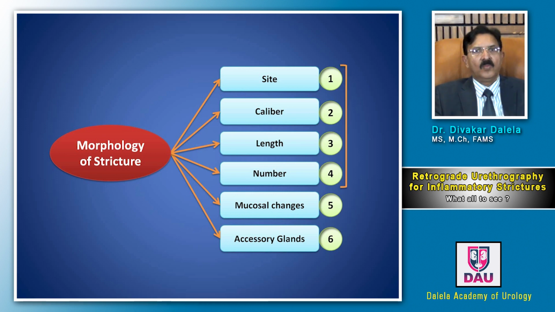And what I will do, for the sake of simplicity, is talk about these first 4 points in one separate lecture, where I touch upon details of morphology of all these 4 points. Then I talk about mucosal changes in a separate talk, and then I talk about visualization of accessory glands in a separate talk. So we will discuss morphology of stricture in 3 separate talks. It's a pretty long topic. That's why this kind of arrangement.